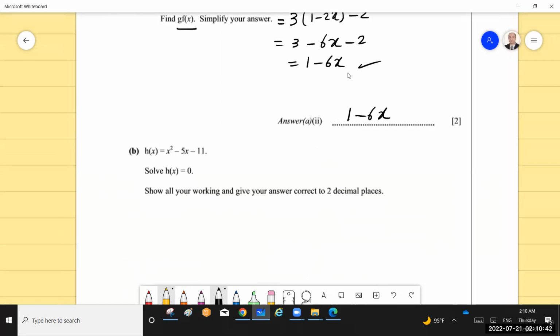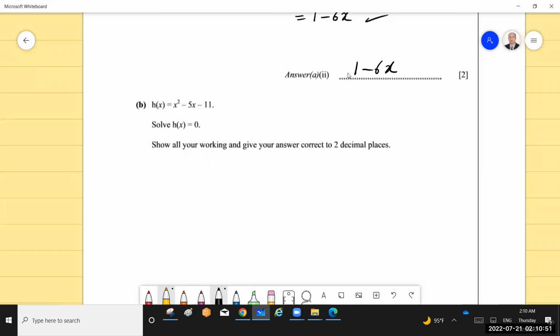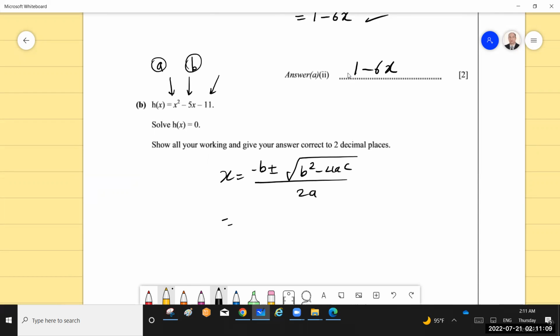h of x equals x squared minus 5x minus 11. Solve h of x is equal to 0. Show all this part. This is really not about functions, but regarding solving a quadratic equation by the general formula, x equals negative b plus or minus square root of b squared minus 4ac over 2a. Okay, and you only substitute: the a here is 1. This is the value of a. The b is negative 5 and c is the absolute term or y-intercept. Only substitute and you can solve it.